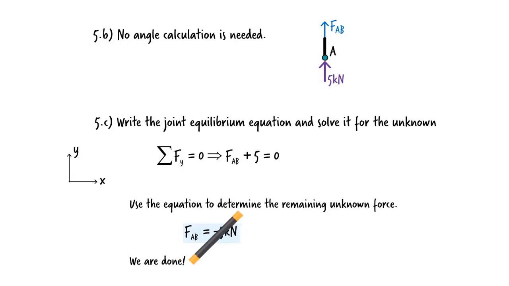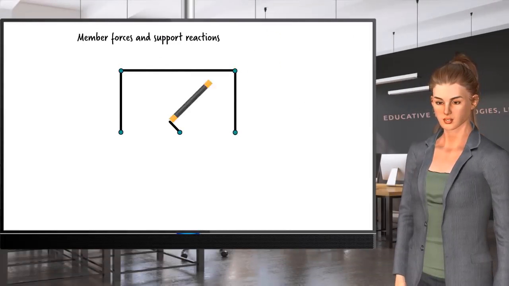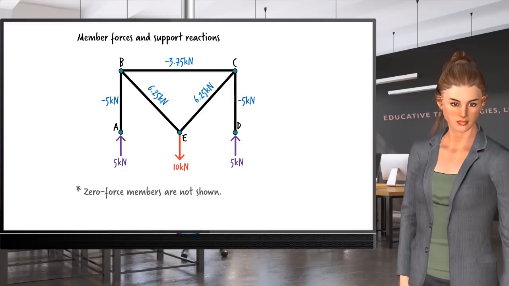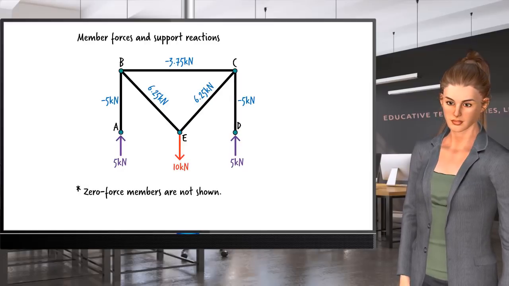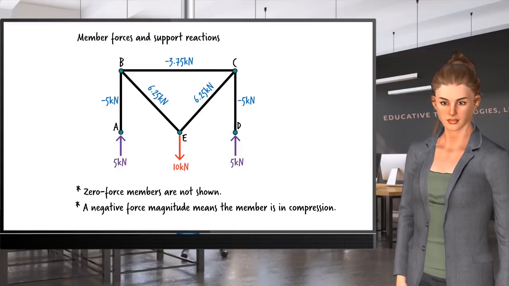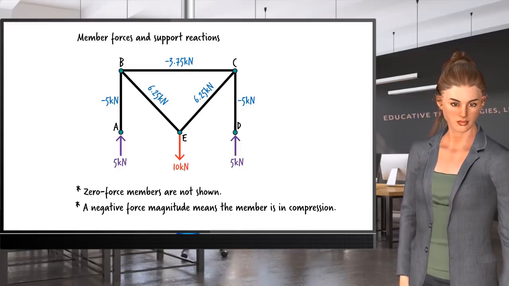We are done. Let's summarize the results. Here are the member forces and the support reactions. Note that the 0 force members are not shown in the diagram. A negative force magnitude indicates the member is in compression, while a positive magnitude means the member is in tension.